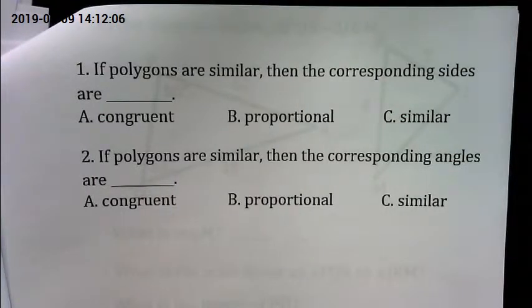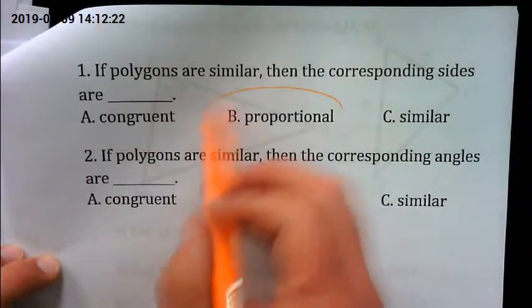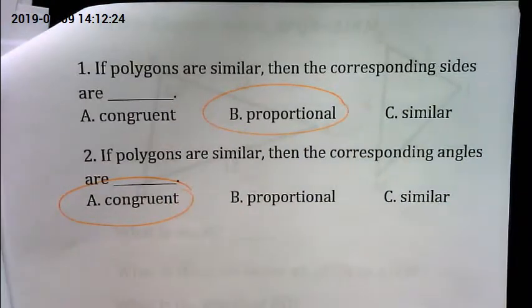All right, on number one. If polygons are similar, then the corresponding sides are proportional. And then the second part, angles are congruent. So sides are proportional, angles are congruent.